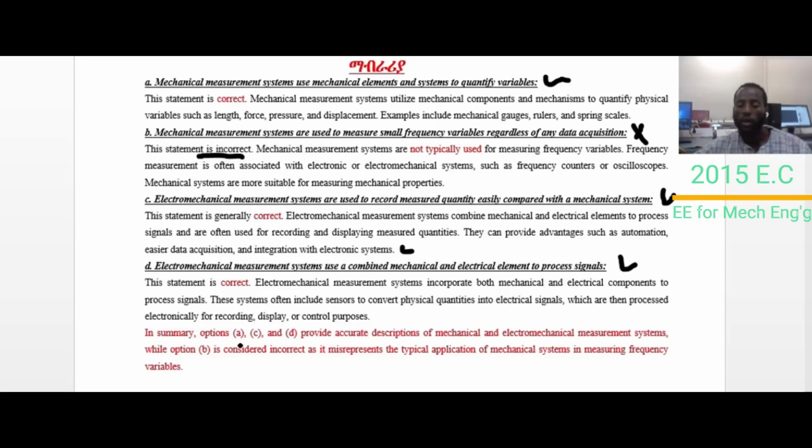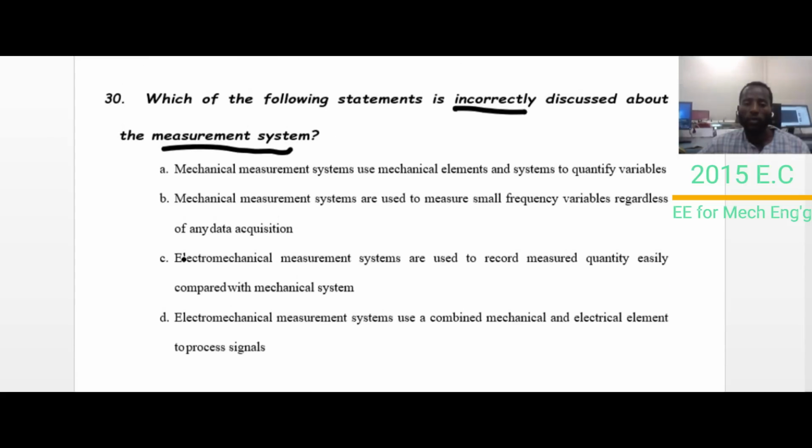Therefore, this concept is under choice A. C and D provide accurate descriptions of mechanical and electromechanical measurement systems, while choice B is considered incorrect because it misrepresents the typical application of mechanical systems in measuring frequency variables. Therefore, this part is incorrect regarding the measurement system. The others are correct. A is correct, C is also correct, and D is correct also.